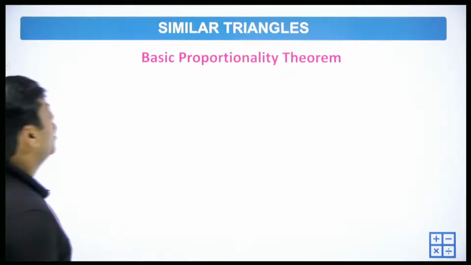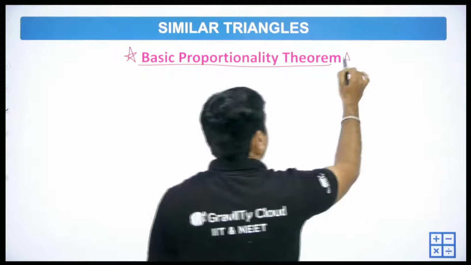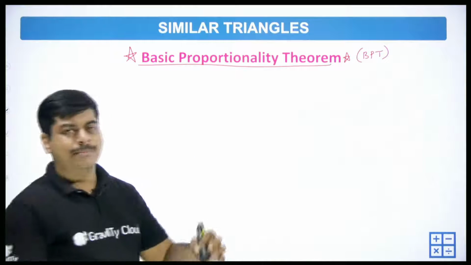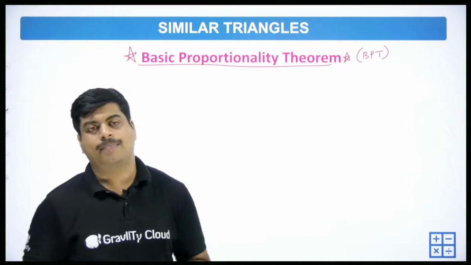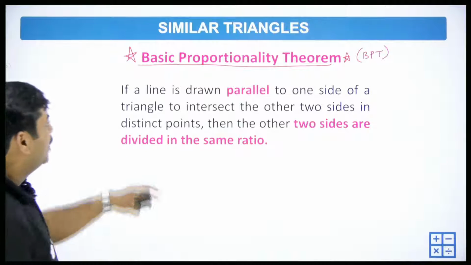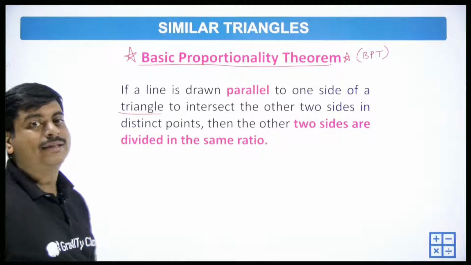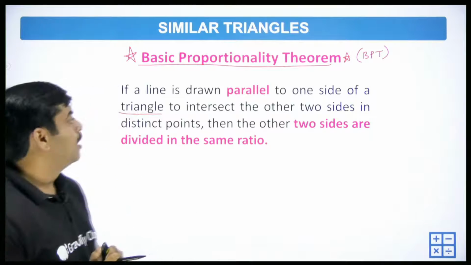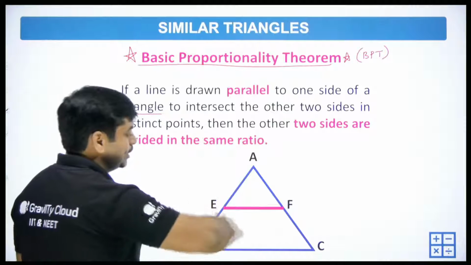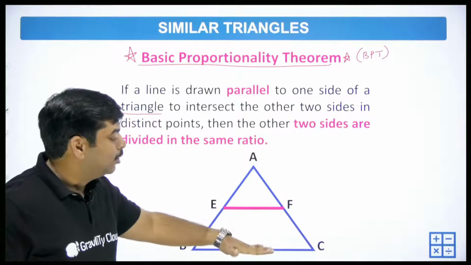The very next and very important theorem is the basic proportionality theorem. In short, sometimes we use BPT. In some books you can see BPT. It is the basic proportionality theorem. So what is this theorem about? If a line is drawn parallel to one side of a triangle, we are discussing this theorem with respect to triangles only. Let us take ABC as a triangle, and we are drawing a line EF parallel to BC.